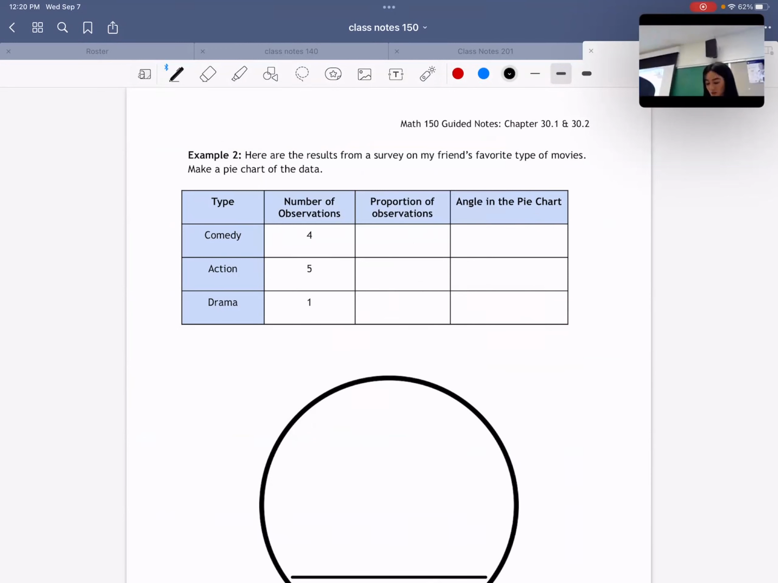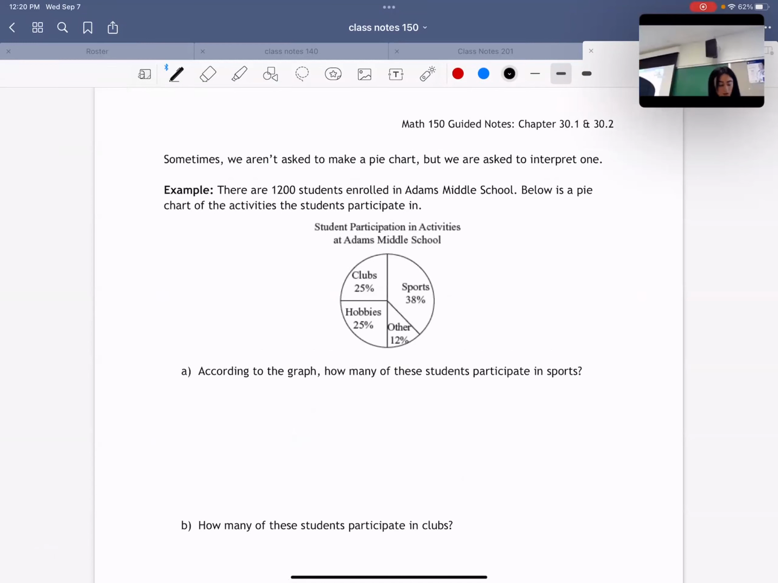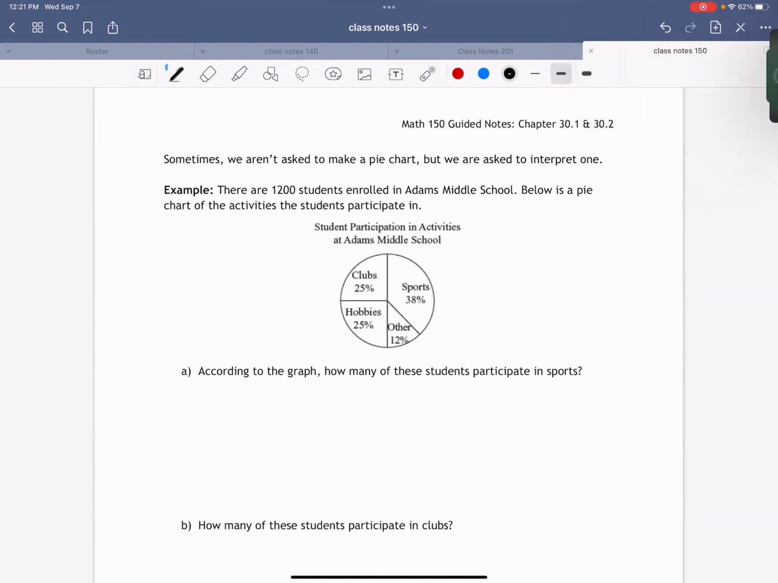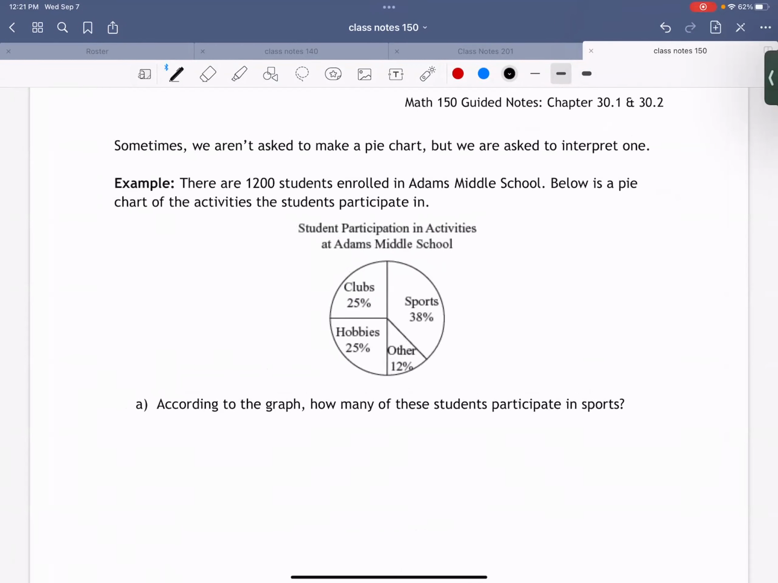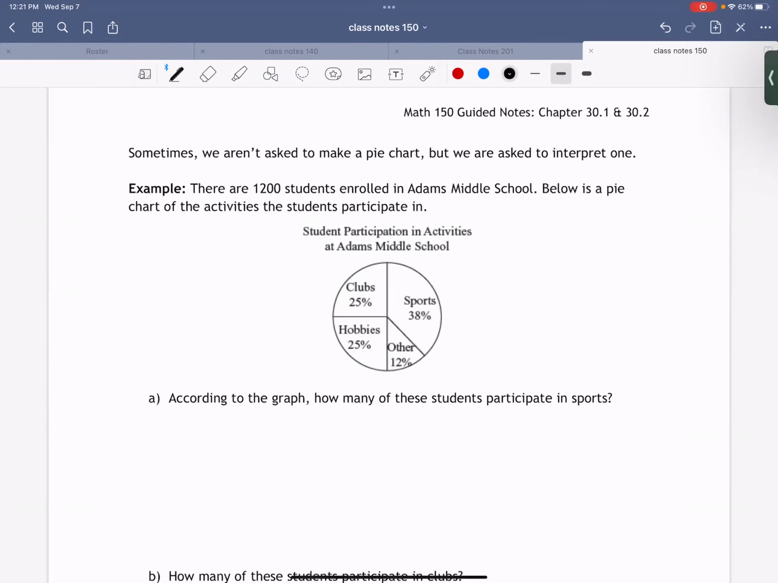All right, so we just finished this page. If you flip over to the next page, you'll see a question that looks very similar to your homework, for example. So we've learned how to make pie charts, but we haven't really talked about how to extract information from a pie chart. Sometimes we might want to answer questions based on a pie chart, and we're not given all the data that we are supposed to have. So here's an example. We have 1,200 students enrolled in Adams Middle School, and we have a pie chart of all the activities that they participate in: clubs, sports, hobbies, and something else. We have a question asking how many students participate in sports.